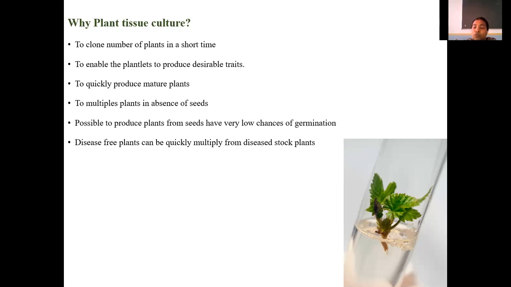If I choose any rose plant or apple plant from my garden as the stock, and it is diseased, if I have chosen any disease-free piece of stem, root or leaf, from that I can produce a disease-free healthy plant in my plant tissue culture, though my stock plants are diseased. Okay, so these are the reasons why we are adopting the plant tissue culture technique.